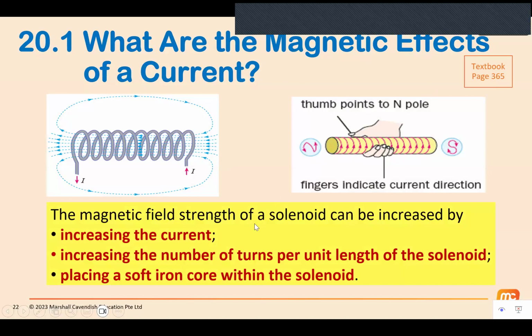Okay, so how can I increase the strength of this magnetic field? I can do the following: increase the current, increase the number of turns per unit length of the solenoid, or place a soft iron core within the solenoid, because magnetic fields love to go through soft iron. They love to go through magnetic material. So with a soft iron core, I will be able to concentrate all my magnetic field lines to the center. So this center portion will be a super strong electromagnet.